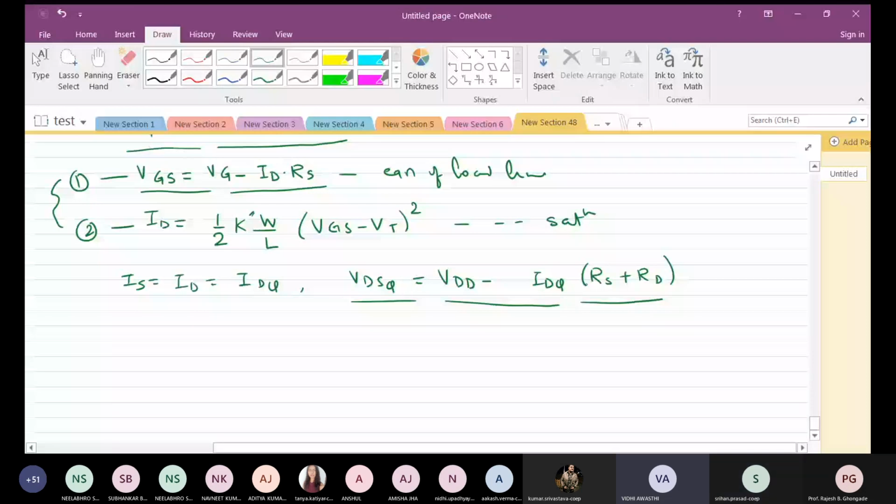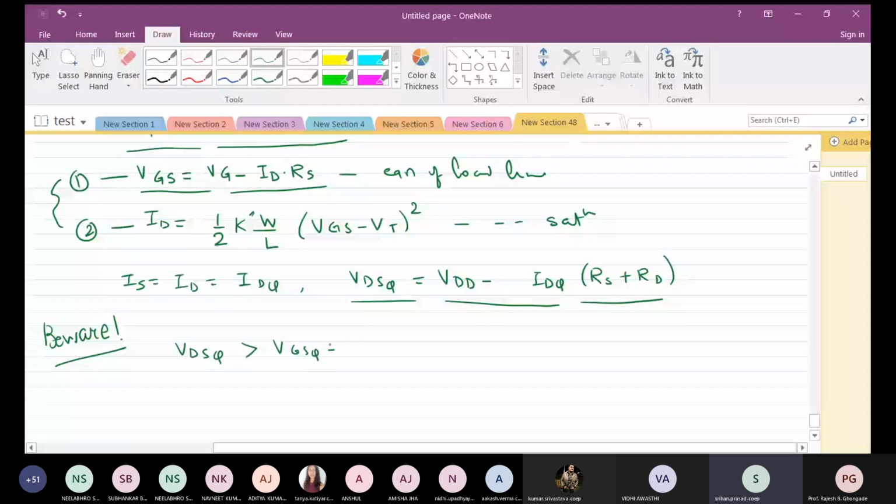But there is a huge warning sign here. Beware. This solution for ID is valid only when VDSQ is greater than VGSQ minus VT, which is greater than 0. What is this condition, by the way? What does this condition tell you?